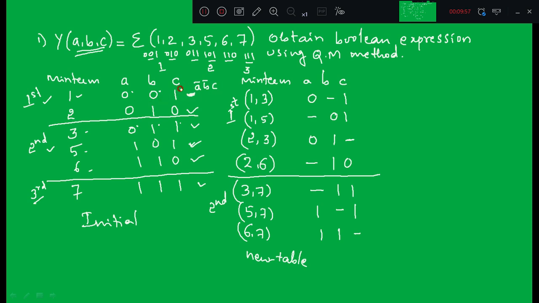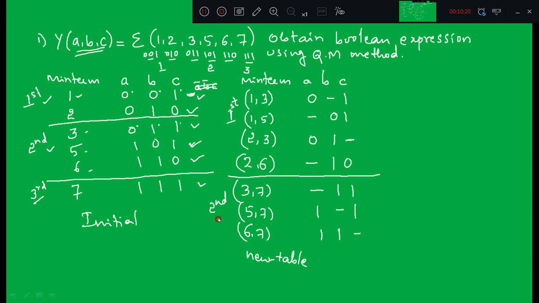Let us suppose so. As we discuss more and more examples in the next classes, you will come to know. Okay, so let us remove this. If all my minterms in my initial table got the check mark, then those will not appear in my final expression.